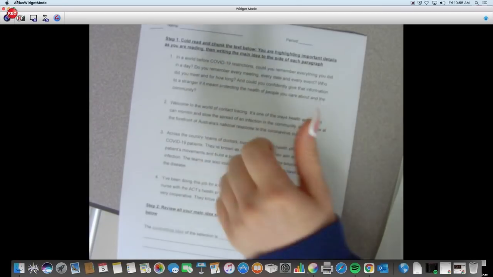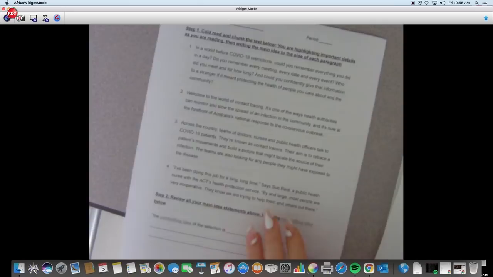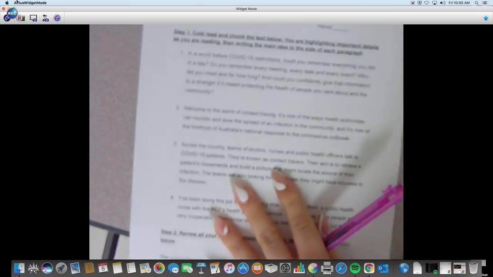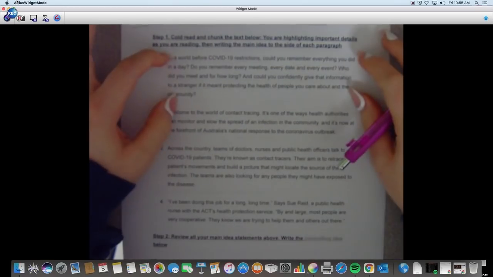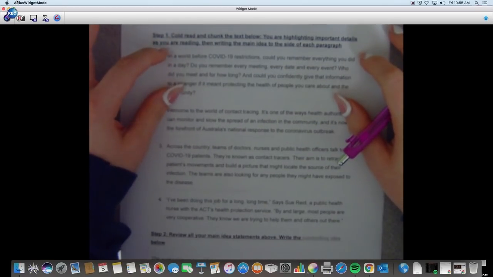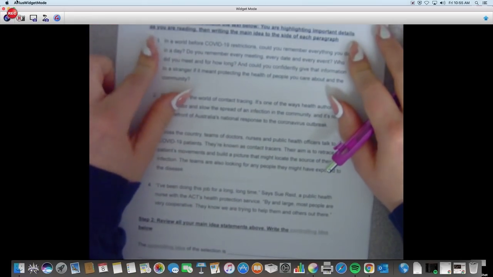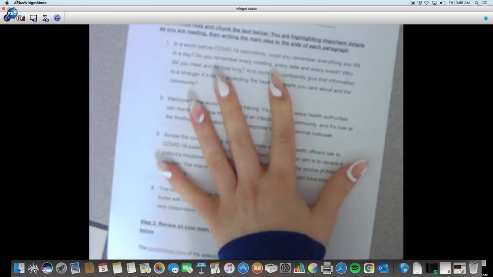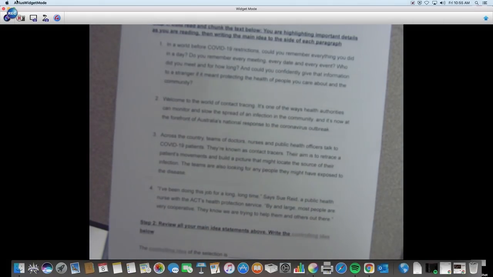So, the author's purpose for writing an informational text is always going to be to inform or explain to the reader about a topic. So, it's really important that you are able to identify the main ideas, which is what a paragraph or a few paragraphs is mainly about. And then, once you've done that, you should be able to identify this thing that we call a controlling idea. A controlling idea is a fancy way of saying what the whole selection is all about.